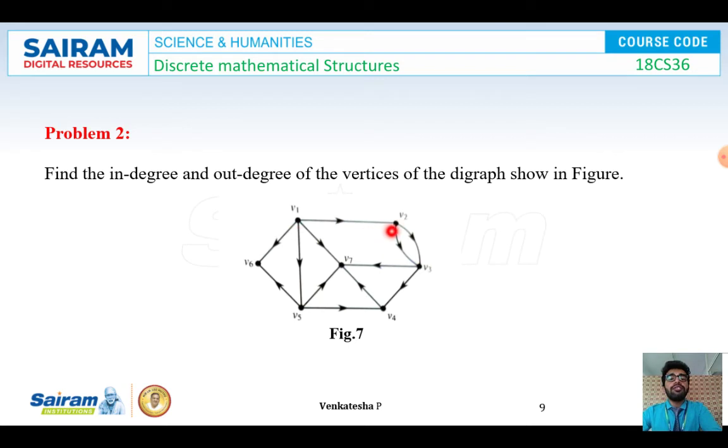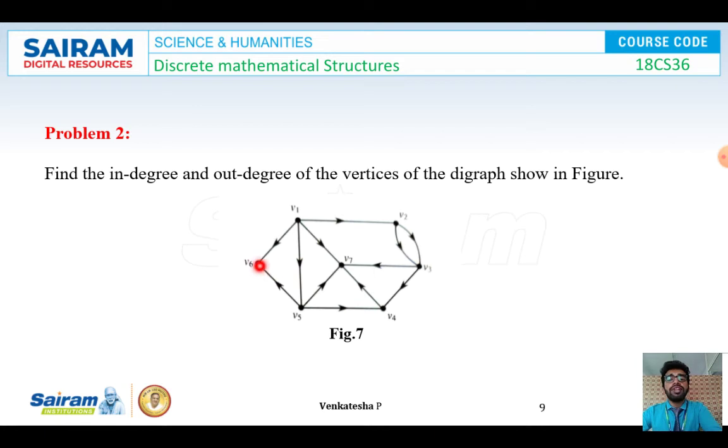At the vertex v2, we have 1 in degree and 2 out degrees. At vertex v3 we have 2 in degrees and 2 out degrees. At vertex v4 we have 1 out degree and 2 in degrees. At vertex v5 we have 2 out degrees and 1 in degree.